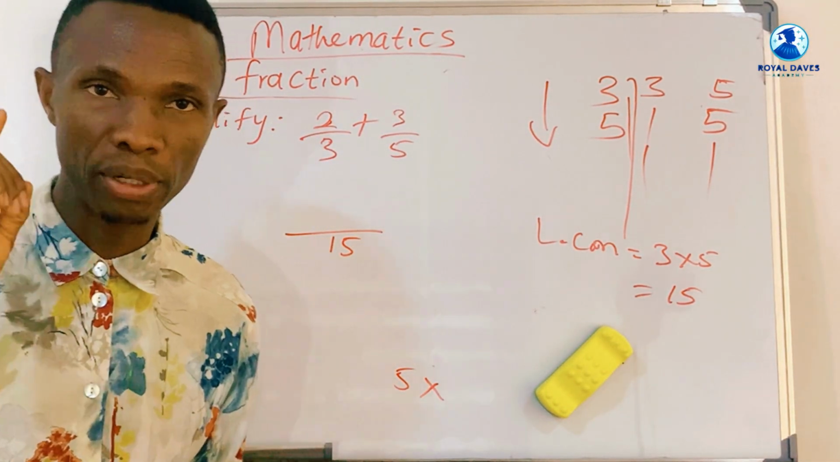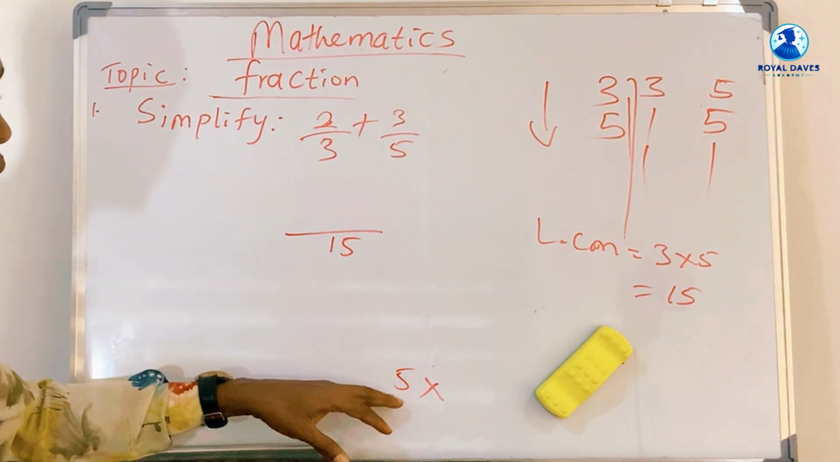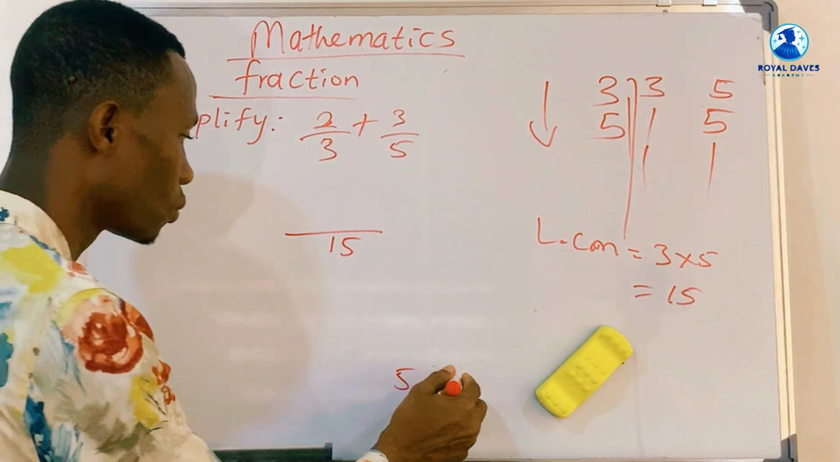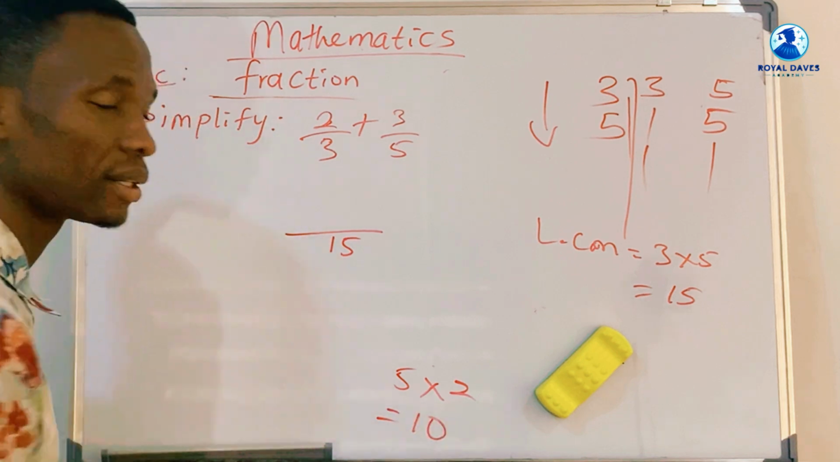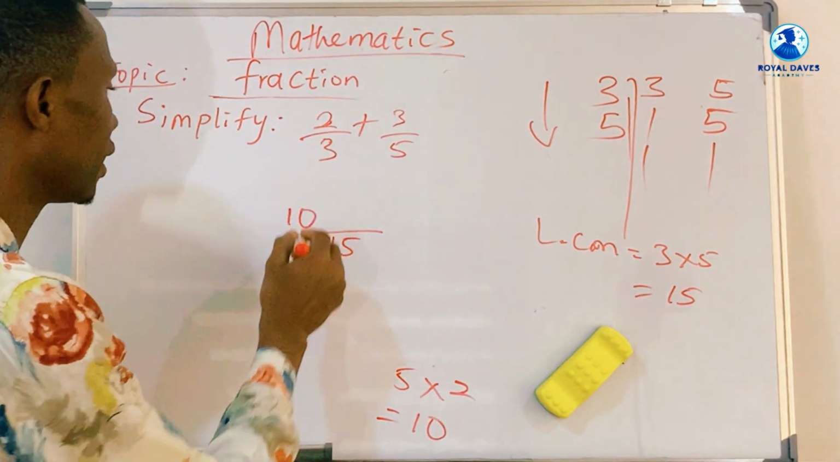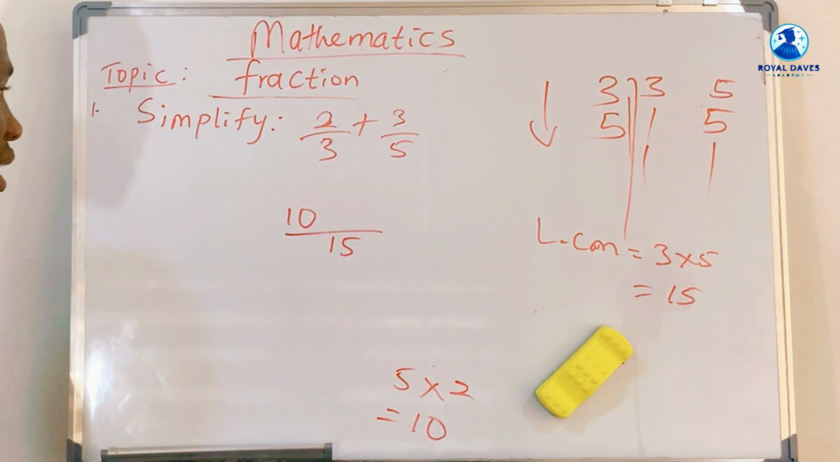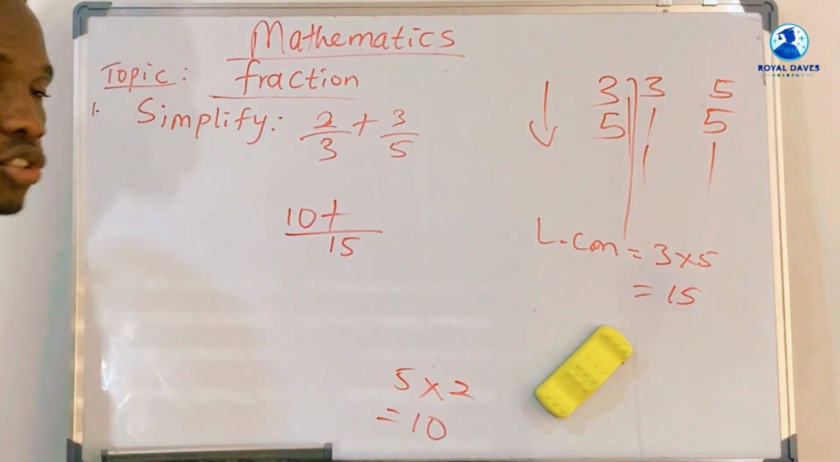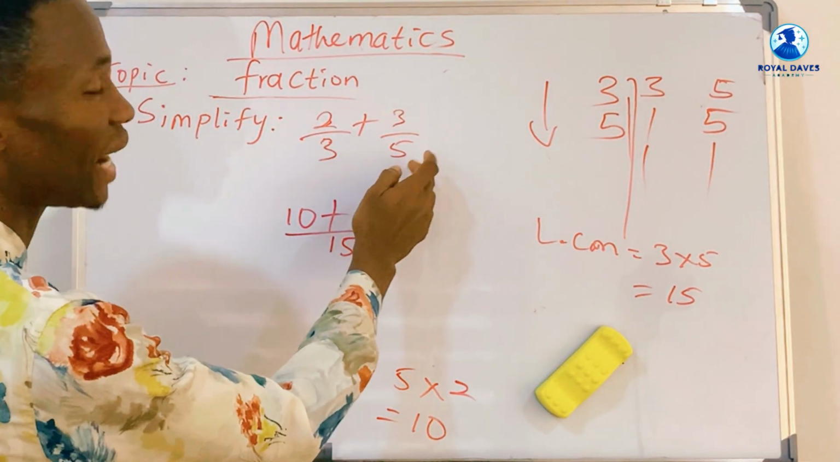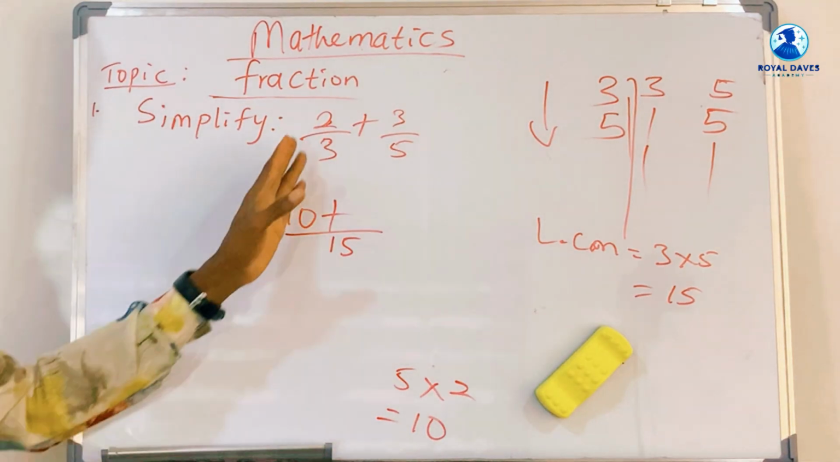Remember, that's what we did in the previous example. The 5 times the top number, which is 2. 5 times 2 will give you 10. So you write your 10 here. And then add your addition sign. We are done with the left hand side.